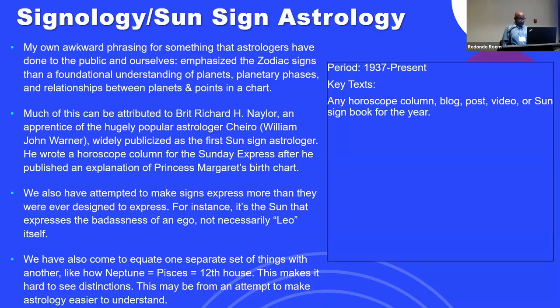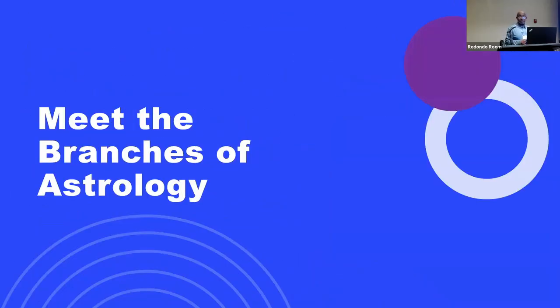We also have to be careful of collapsing, and this is what it says at the end, equating separate things. So for instance, Neptune equals Pisces, which equals the 12th house, rather than seeing the distinctions between them. Okay, so that was a lot with the schools. It gets a little easier with the branches, a little easier, and that only took 45 minutes. But we have some sense of time, and I wanted to be thorough with that because it gives you some sense of history.